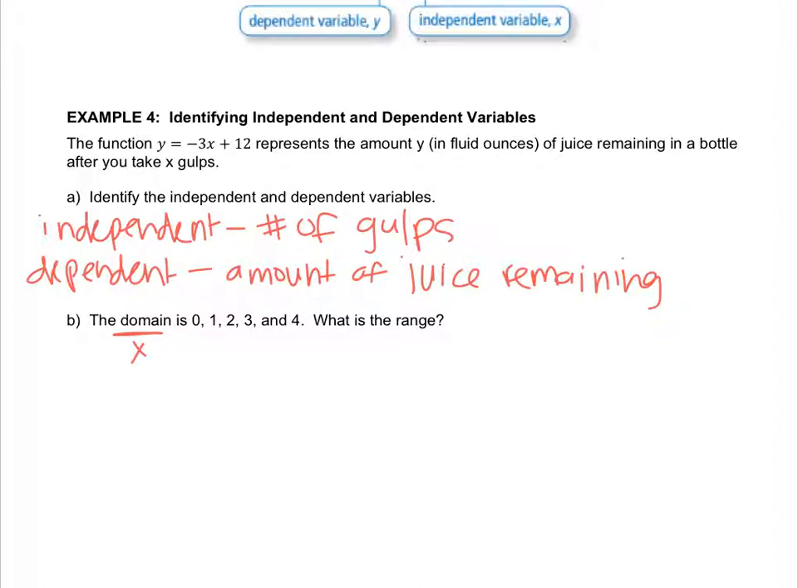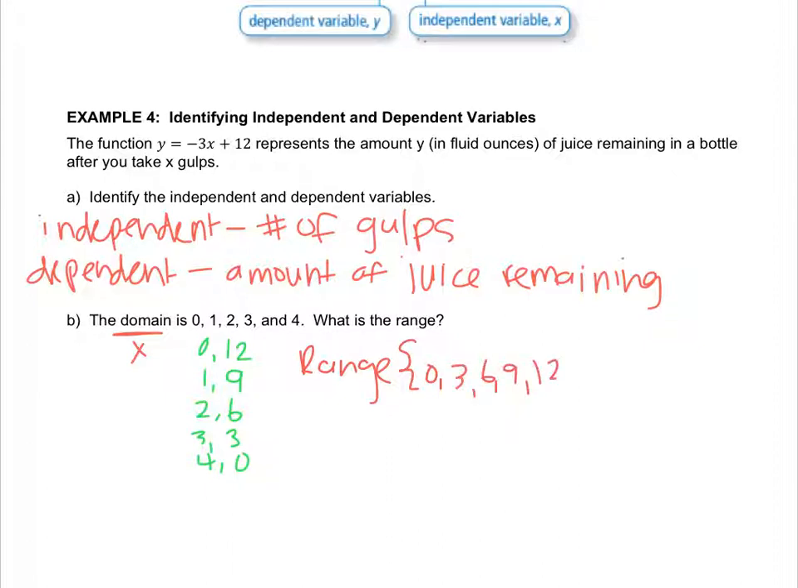So pause the video right now, and in the x spot, I want you to plug in 0 and write down what you get. Plug in 1 and write down what you get, and then plug in 2, 3, and 4, and write down what you get. So you should have 5 answers written down. I wrote down the values as ordered pairs, but remember they just want the range. So the range, get your fancy bracket ready, your set notation. The range is 0, 3, 6, 9, 12. Remember, you want to write it in order, smallest to largest.